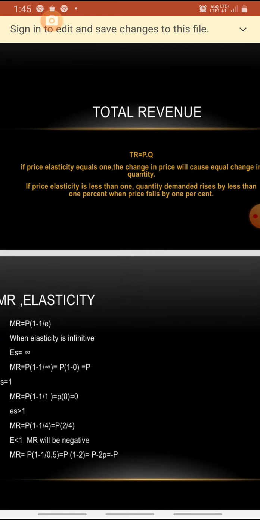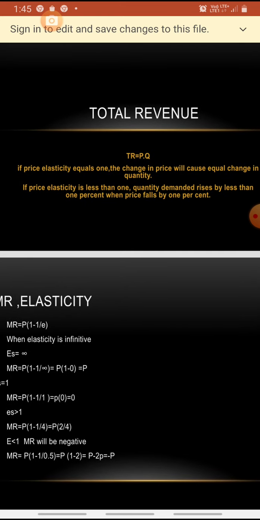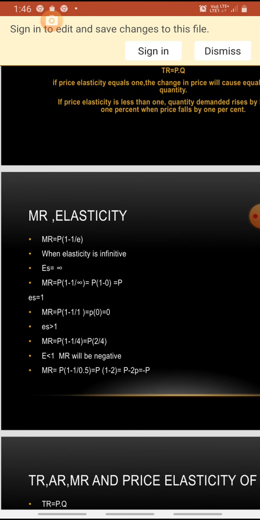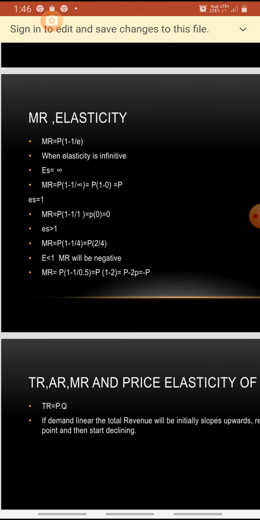If price elasticity equals 1, a change in price will cause an equal change in quantity. Price elasticity less than 1 means quantity demanded rises by less than 1% when the price falls by 1%. So what is the relationship between marginal revenue and elasticity?